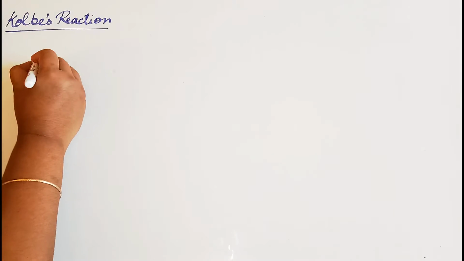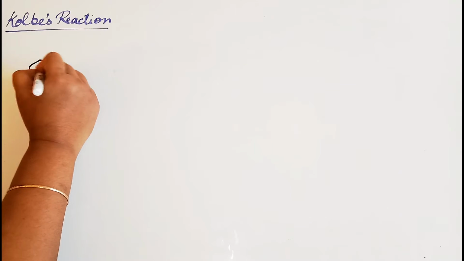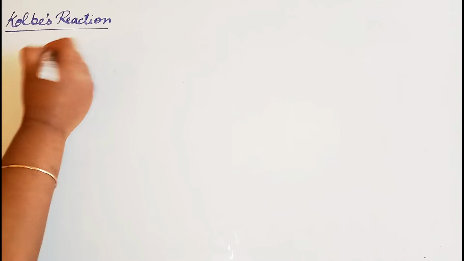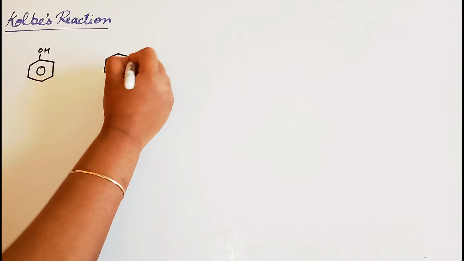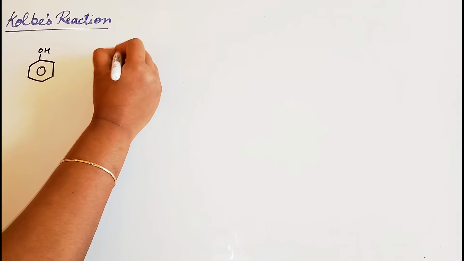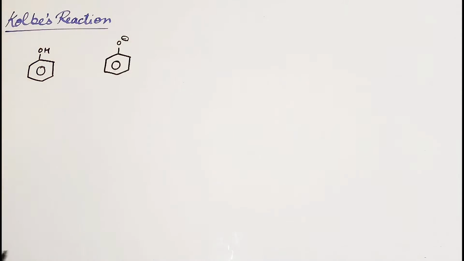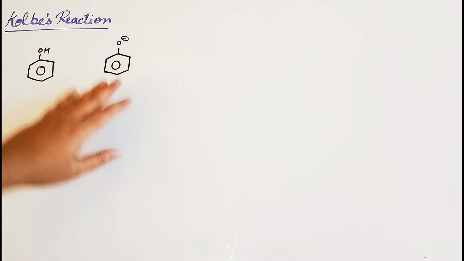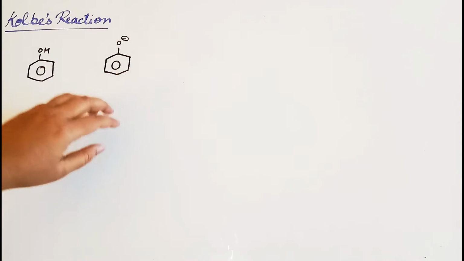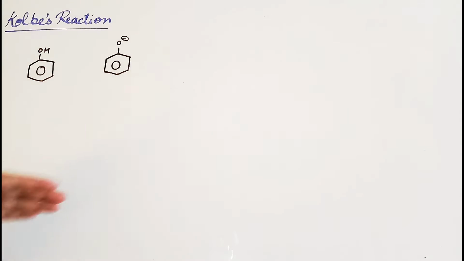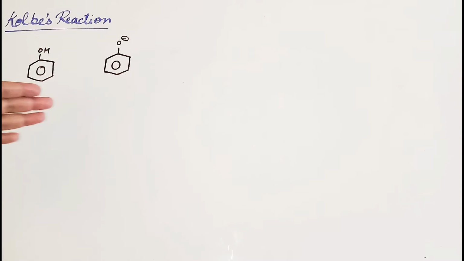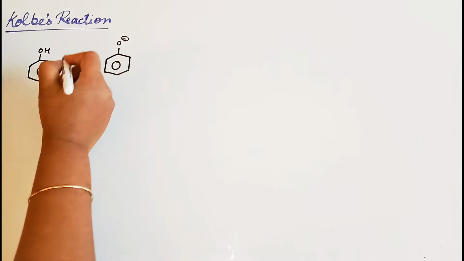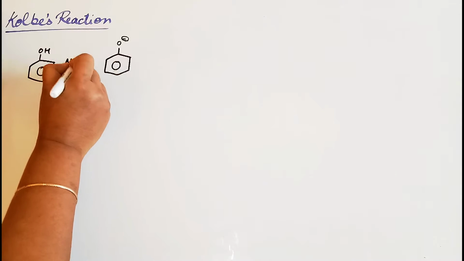First, to start with, phenoxide ion and phenol. These are actually two different things. Phenol is a benzene ring with an OH group. Phenoxide, on the other hand, has an O minus. So what happens technically? OH and O minus, and the phenoxide ion is actually highly reactive. This is formed by the treatment of phenol with NaOH.